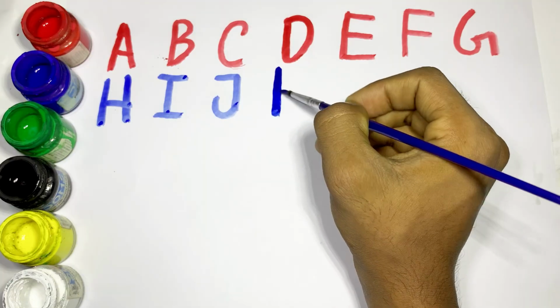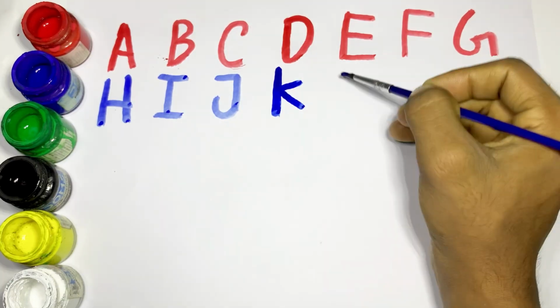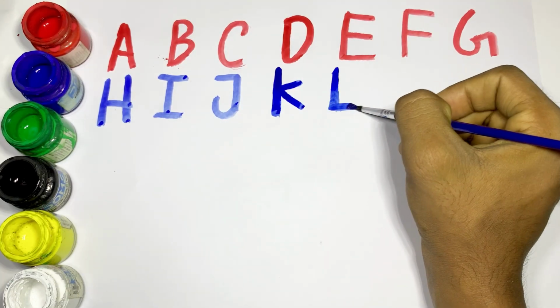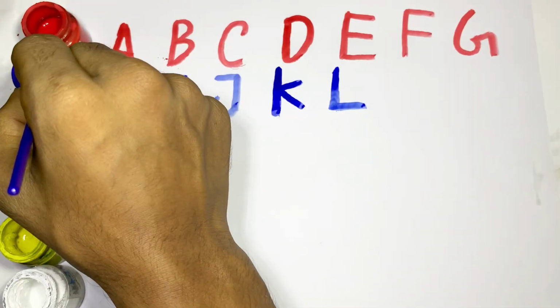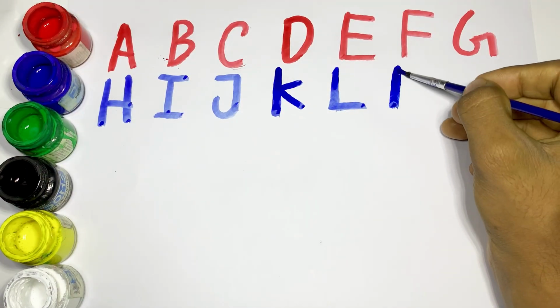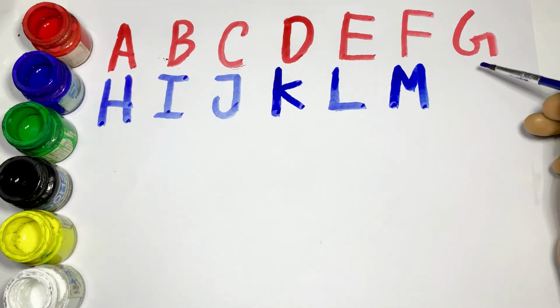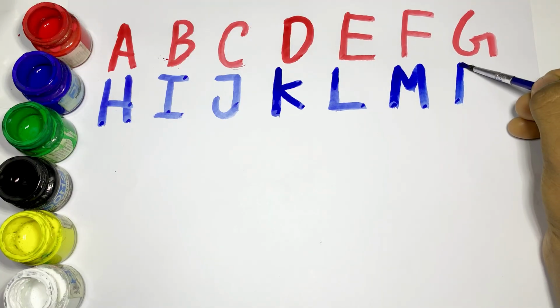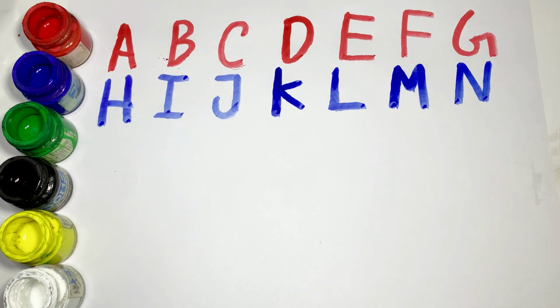K for king. L. L for lion. Kids again use blue color and draw M. M for moon. N. N for nose. Kids now draw numbers and first draw 1.